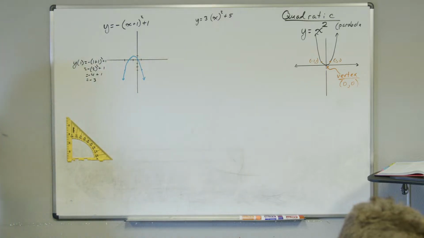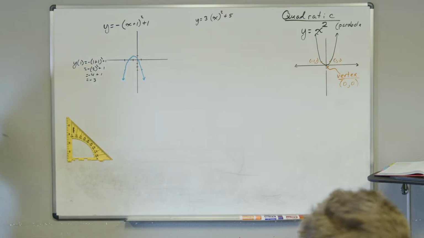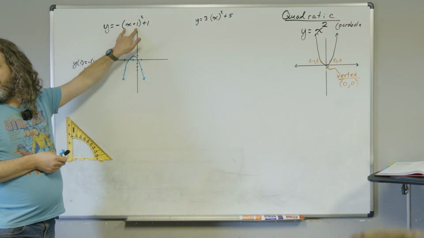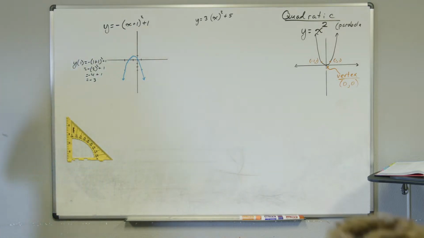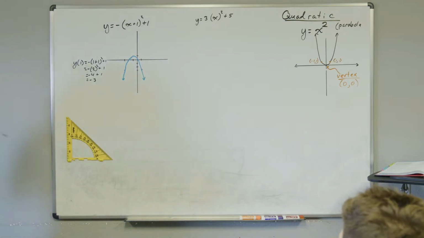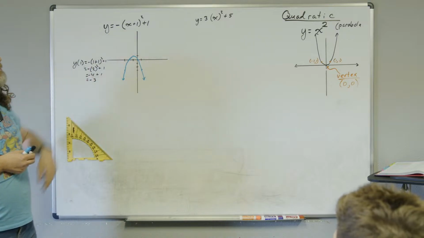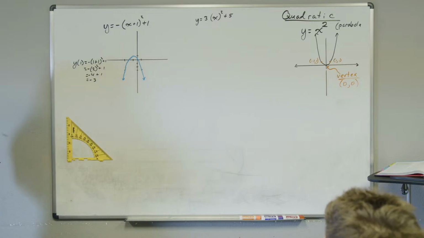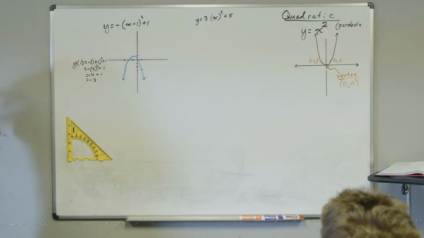So, how did we do on the first one? Remember, inside is opposite, right? I thought it went up instead of down. It does go up. The negative on the A flips it. Did you do any points? Do some points and you'll figure that out, and you'll realize, oh wait, I was thinking wrong, right?